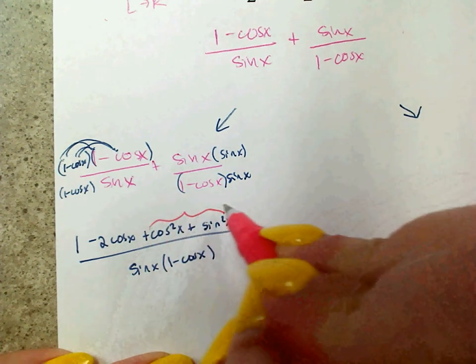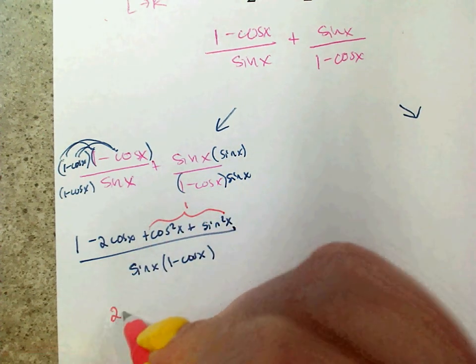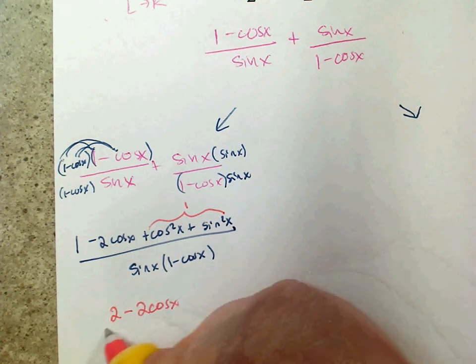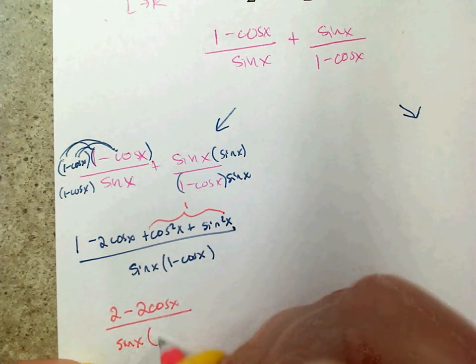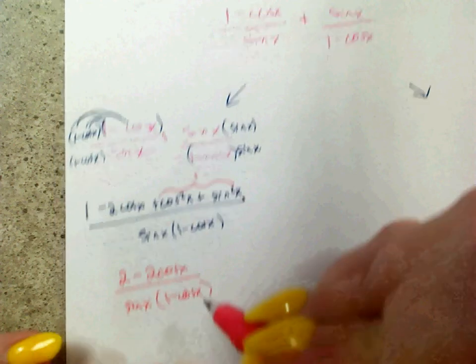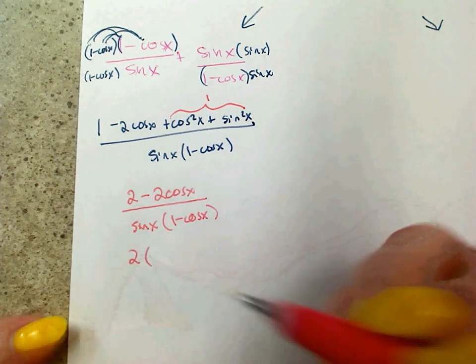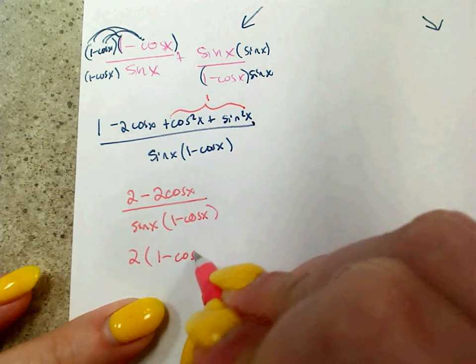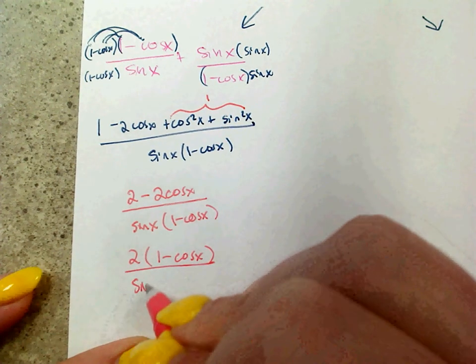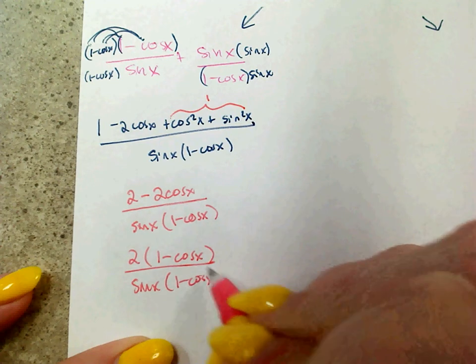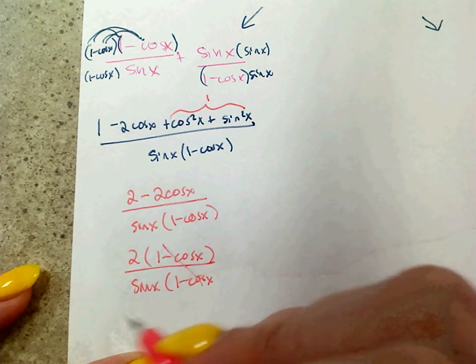You might notice the parallel in the numerator and denominator. This is 2 minus 2 cosine, which means I can factor out a 2. So 2 times (1 minus cosine) over sine times (1 minus cosine). Those can simplify out. I can bring the 2 up, and that is 2 cosecant of x. And we are done. Okay? That's one way to do it.